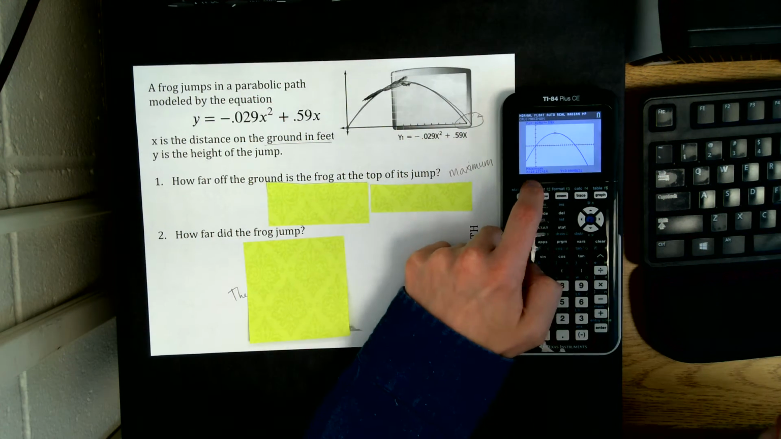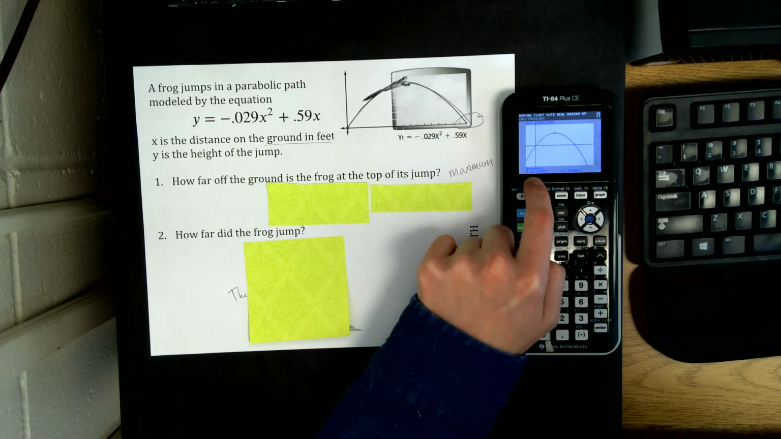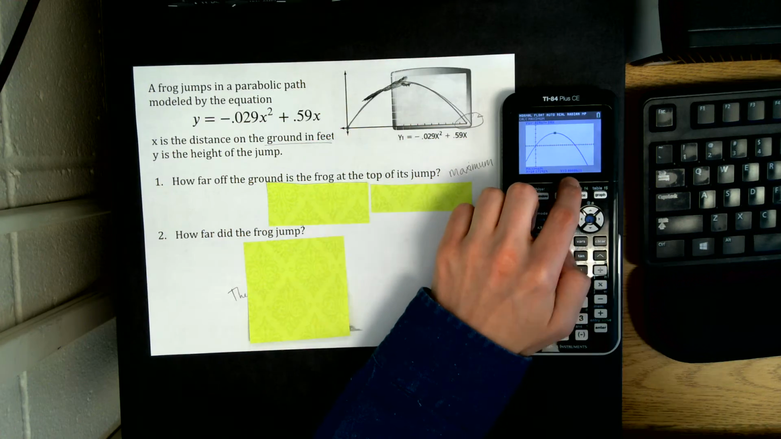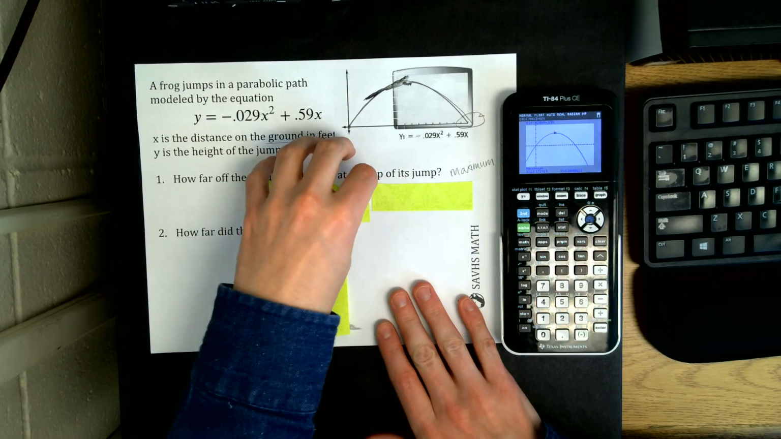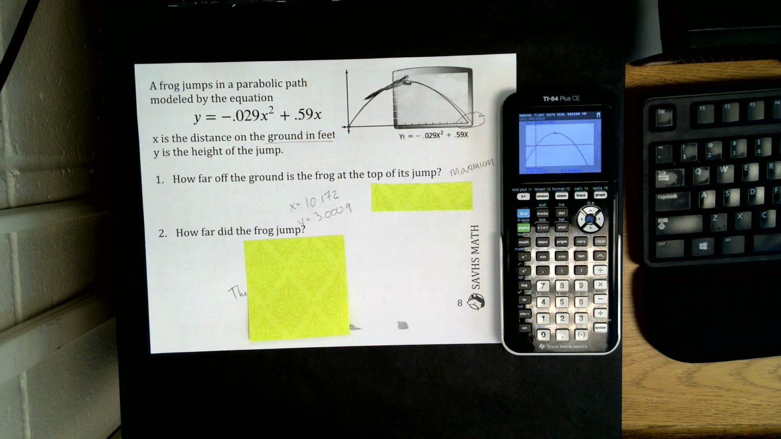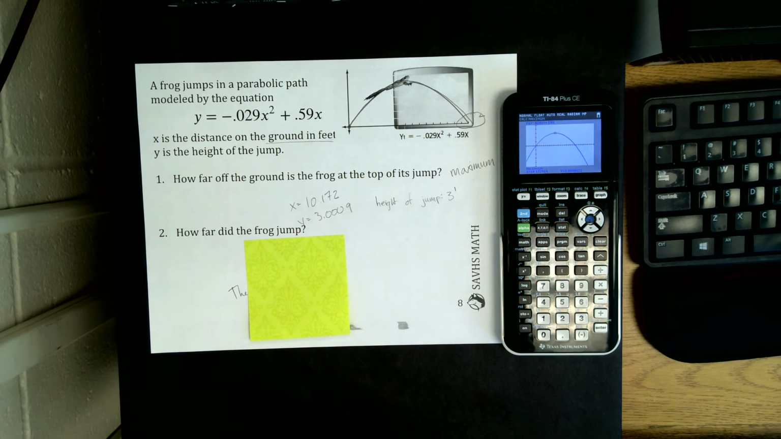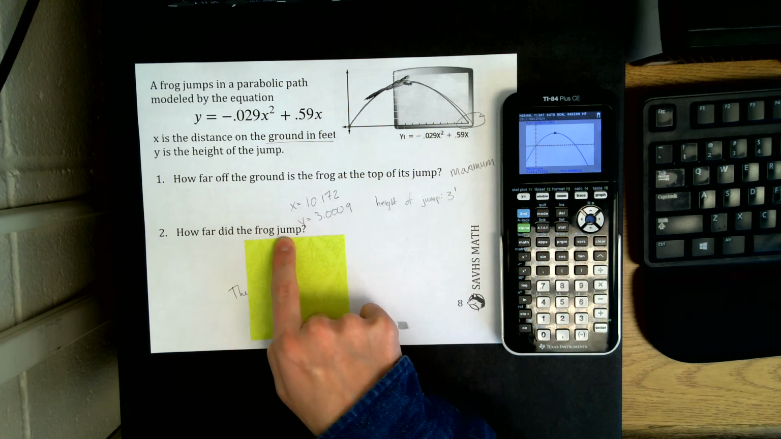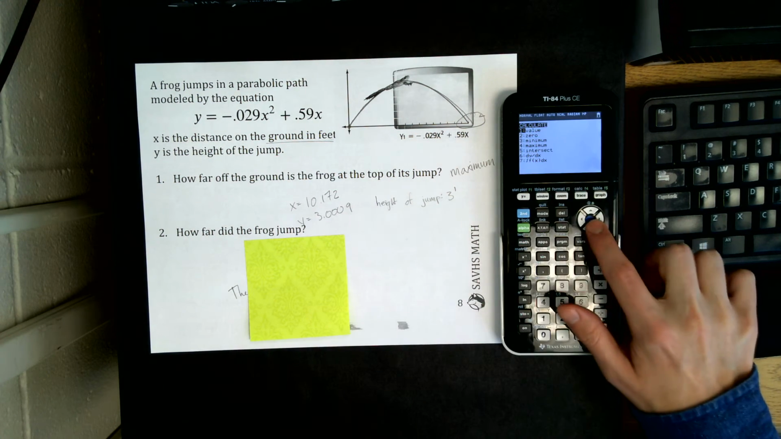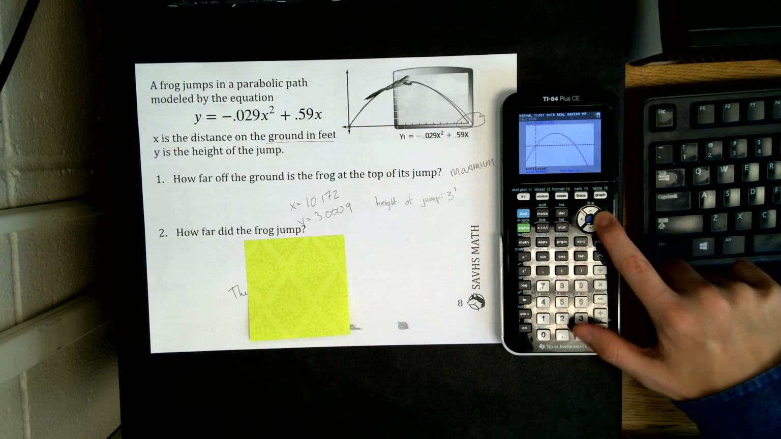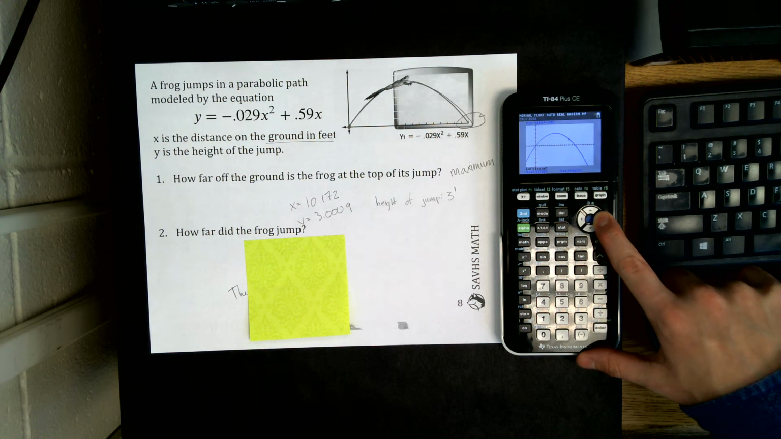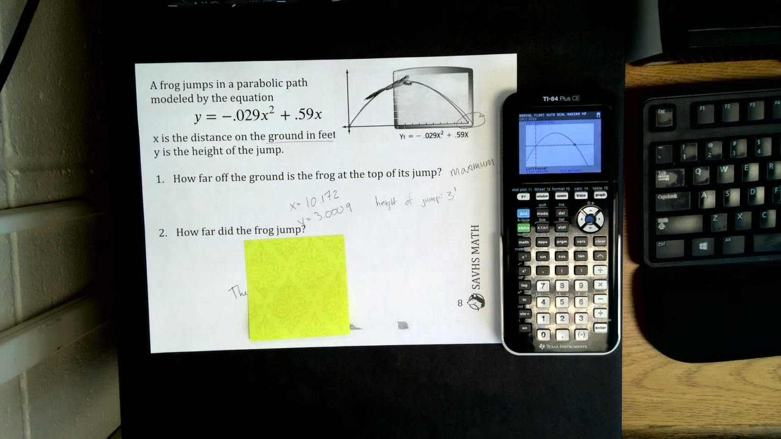My maximum is the point, 10.172, basically 3. So the maximum value was, look at that, it's like I planned this. The maximum value was the Y value, and the height of the jump is about 3 feet in the air. The next question is, how far did the frog jump? And to do that, I need to calculate a 0, because that's the place where the frog landed on the ground. That's this spot right here.